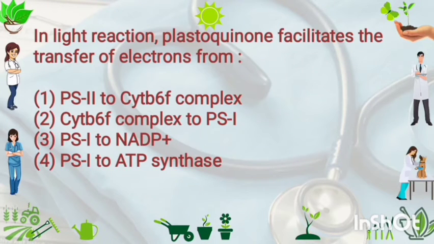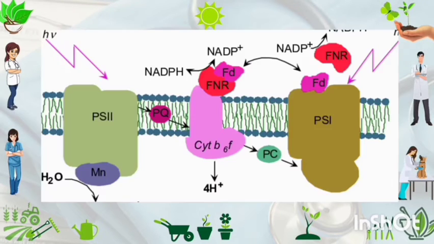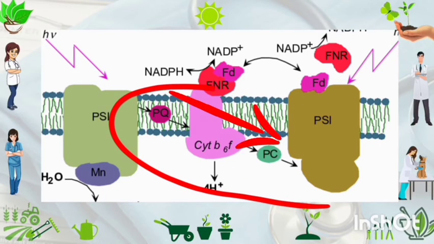In light reaction, plastoquinone facilitates the transfer of electrons from PS2 to cytochrome b6f complex, cytochrome b6f complex to PS1, PS1 to NADP+, PS1 to ATP synthase. In the light reaction, here we can see that it is from cytochrome b6f complex to PS1.